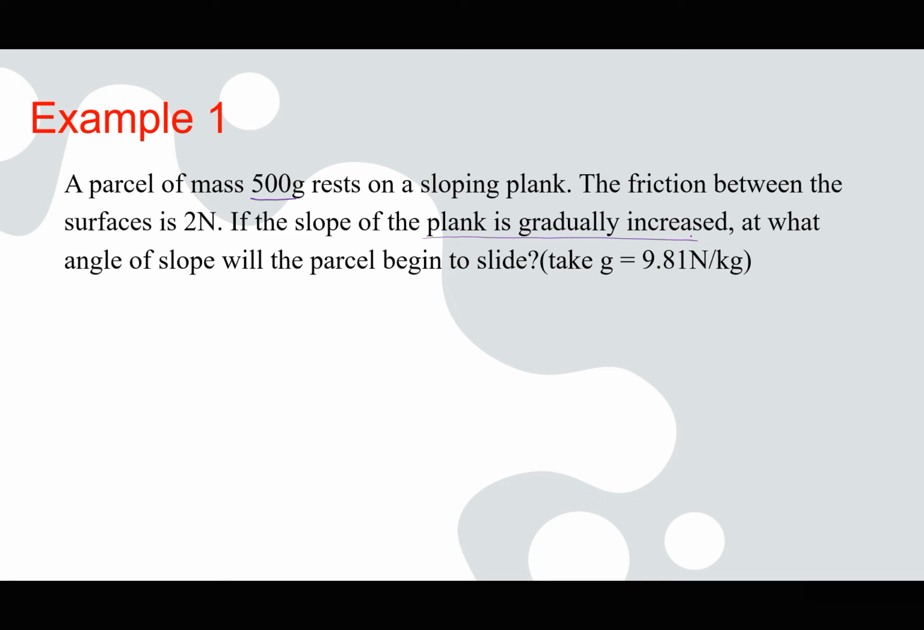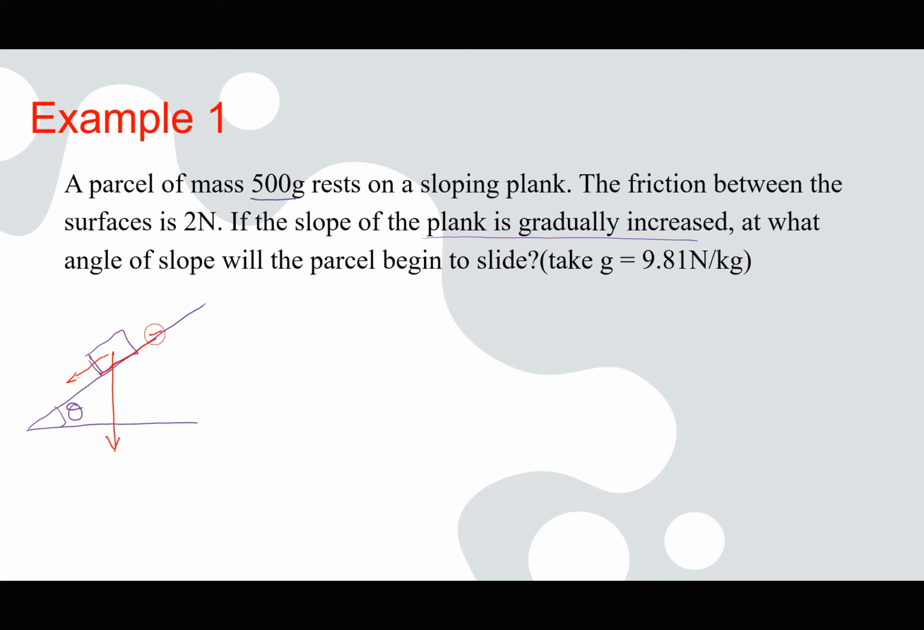So I can try to sketch this. Let's sketch the slope. Let the angle which is not known be theta, and we're going to have a parcel somewhere here. And I will indicate the forces which are acting on this parcel. Let me change the color to red. The weight acts vertically downwards. And they say the friction between the surfaces is 2 newtons. If the slope of the plank is going to increase, at what angle of the slope will the parcel begin to slide?